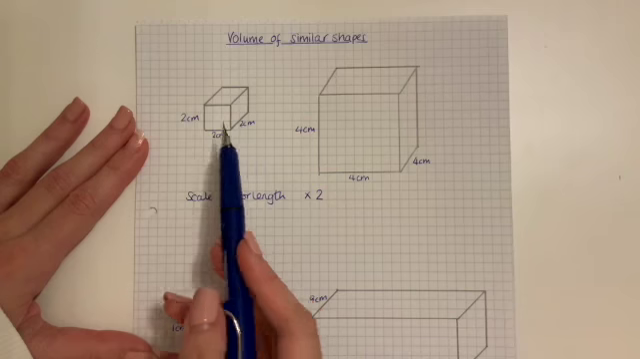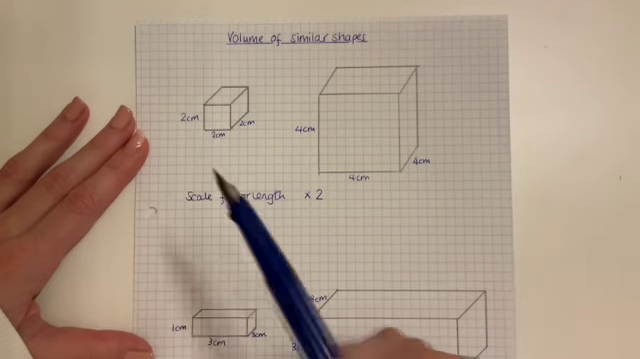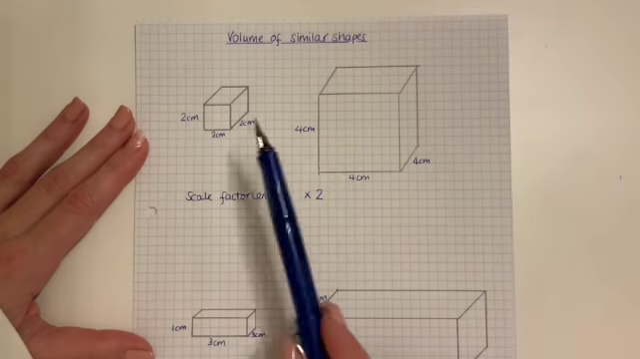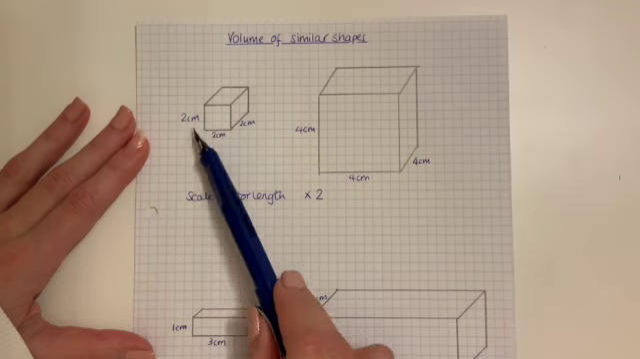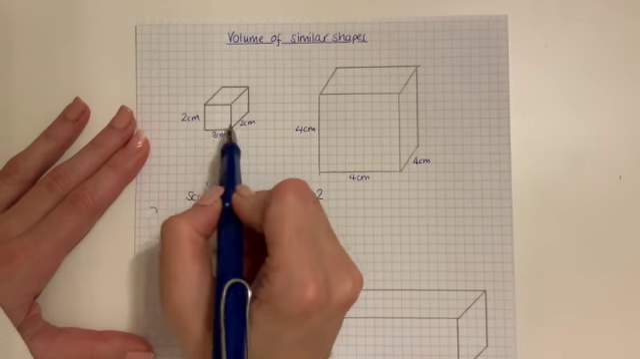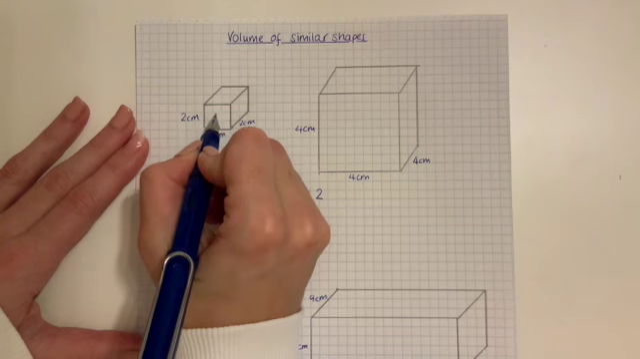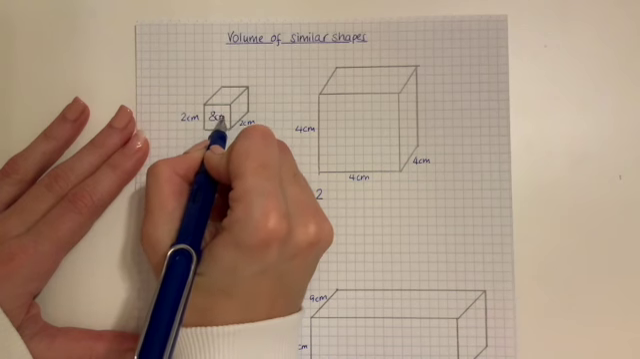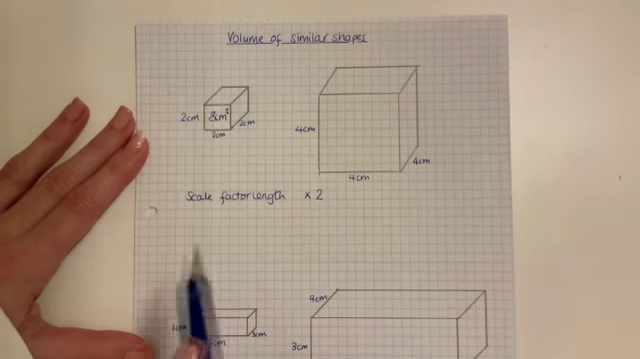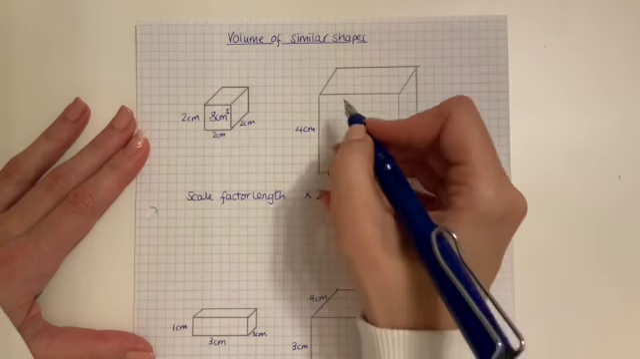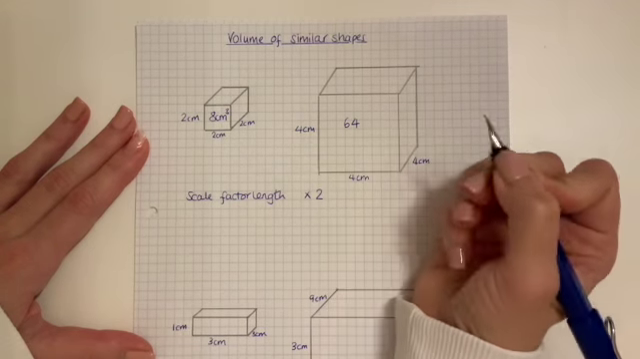Okay, so let's work out the volume for each of the shapes. So to work out volume, you multiply these. This is a cube, so you do length times width times height. So 2 times 2 times 2, which is 8. I hope nobody's thinking 6 in their head there. Okay, and then we do 4 times 4 times 4, which is 64.